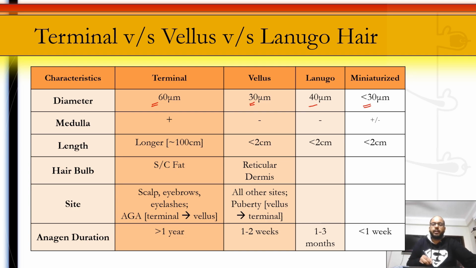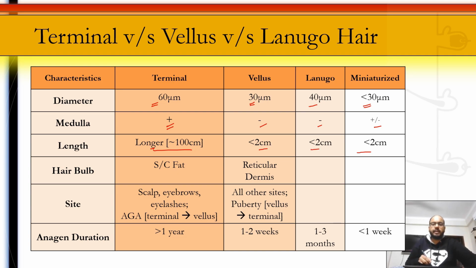Okay. Now, medulla is a characteristic of terminal hair, and not all terminal hair have medulla. Some thicker hairs will have medulla, while it is absent in the other two, and may or may not be present in miniaturized hair depending on the stage of miniaturization. If it is miniaturized a lot, then medulla will not be there. The length is longer, roundabout 100 centimeter, while vellus, lanugo, and miniaturized are less than 2 centimeters.